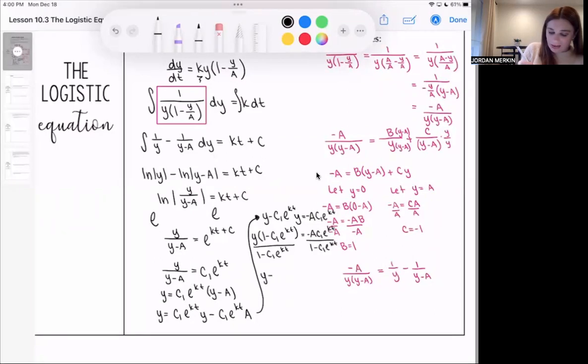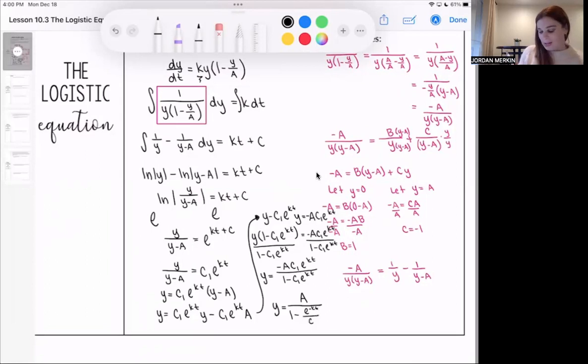And we have y equals negative a times c sub 1 e to the kt over 1 minus c sub 1 e to the kt. Okay, and usually the way you see this general solution written, if you memorize the formulas, if you do a little bit of algebra and simplify it, oftentimes you'll see it written as y equals a over 1 minus e to the negative kt all over c.